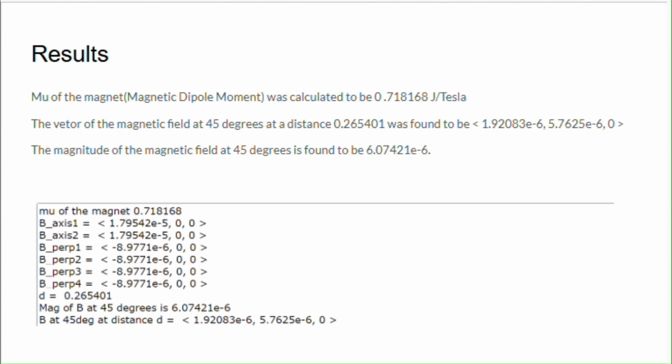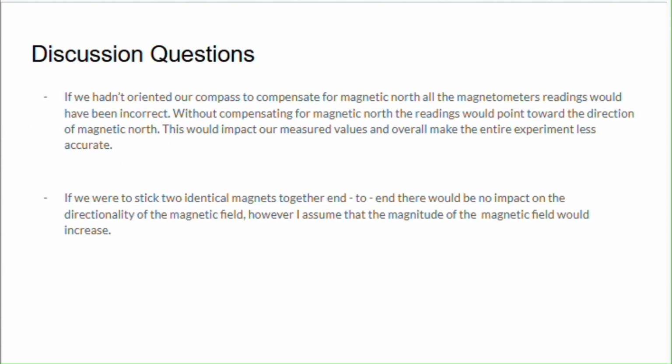So these are the values outputted by the code. The overall magnetic dipole moment was calculated to be around 0.718 joules per Tesla. The magnetic field vector of the on and off axis calculation are shown below. Finally, the magnetic field magnitude 45 degrees out is 6.07 times 10 to the 6th.